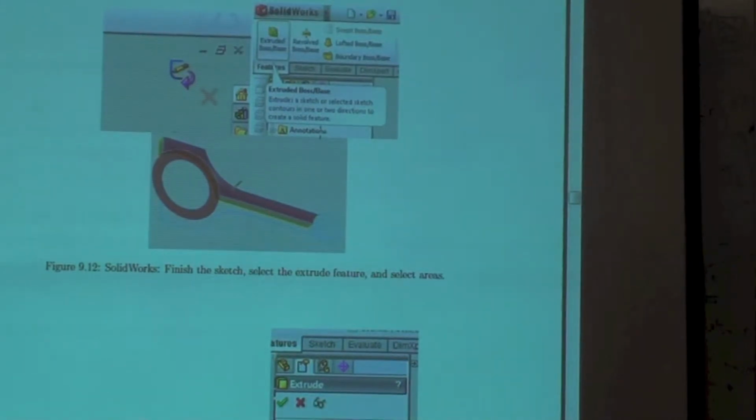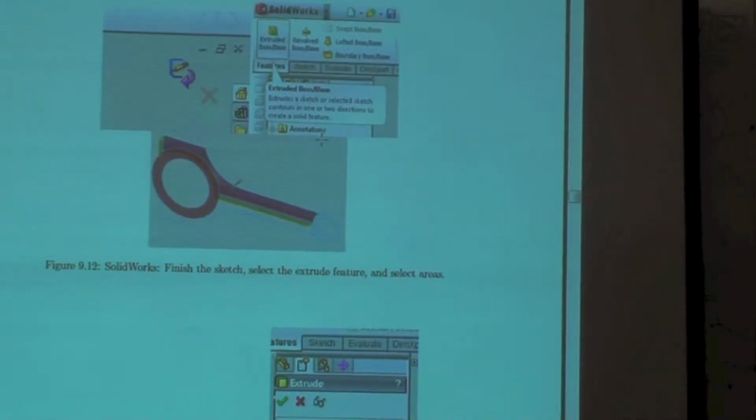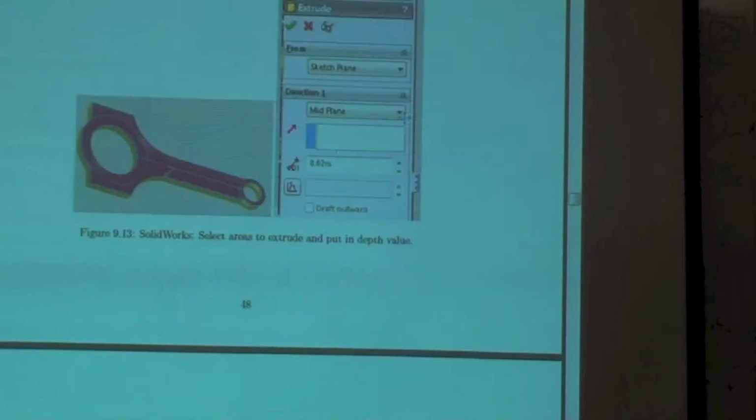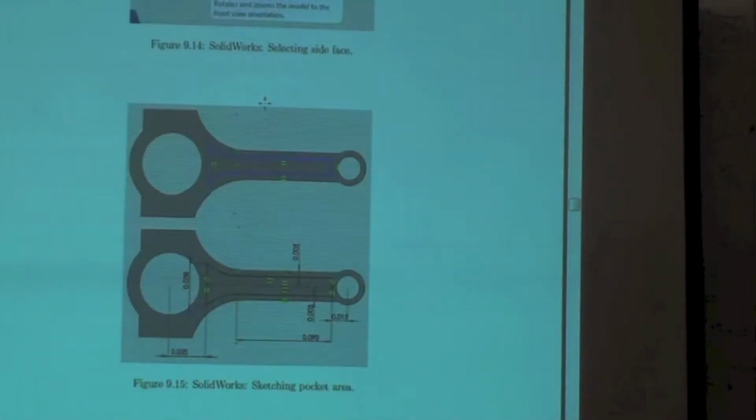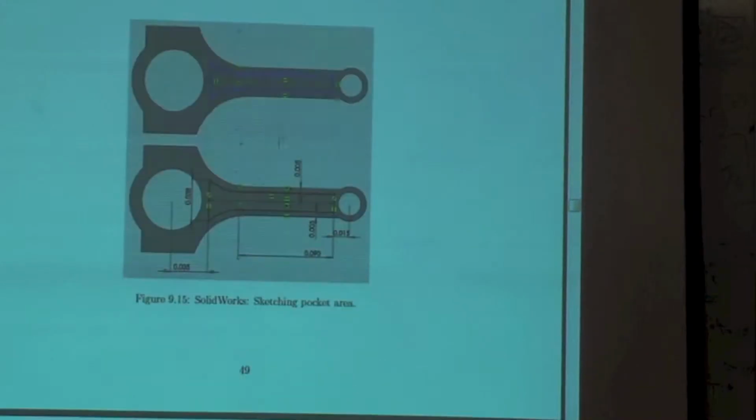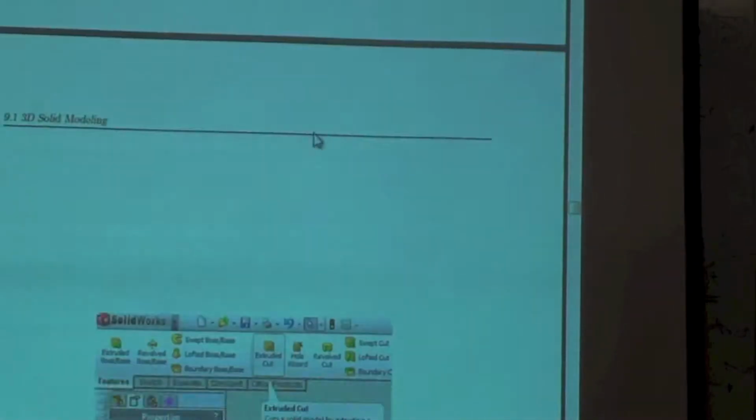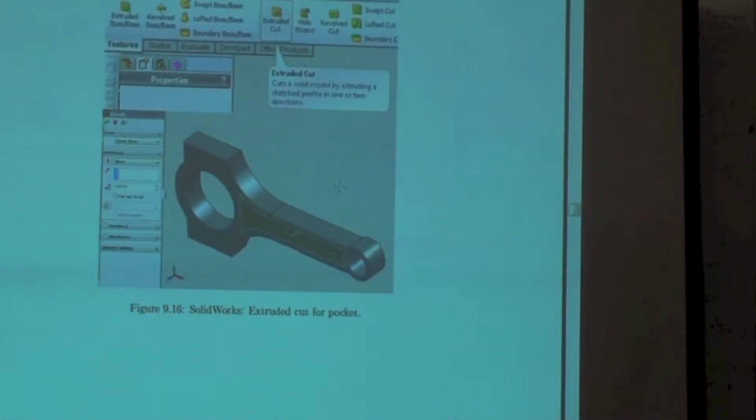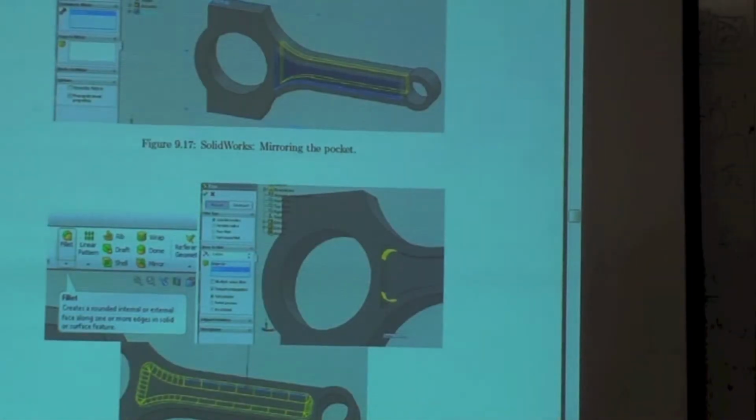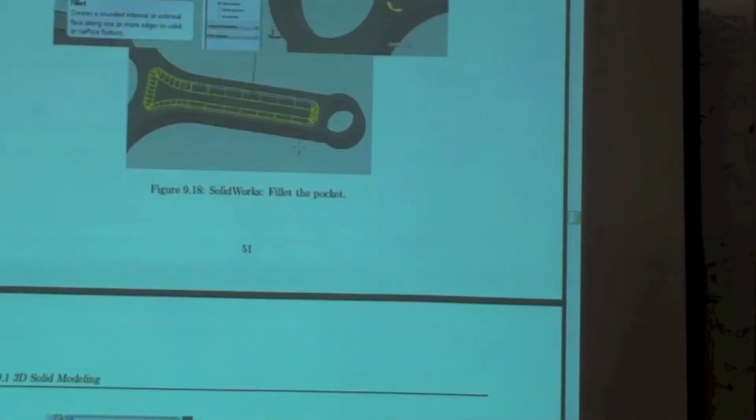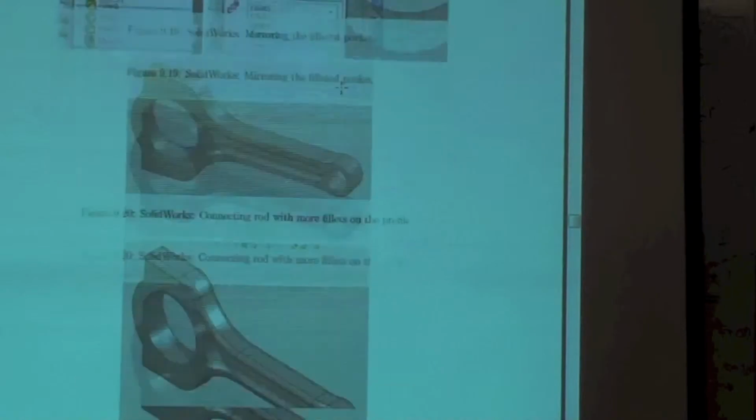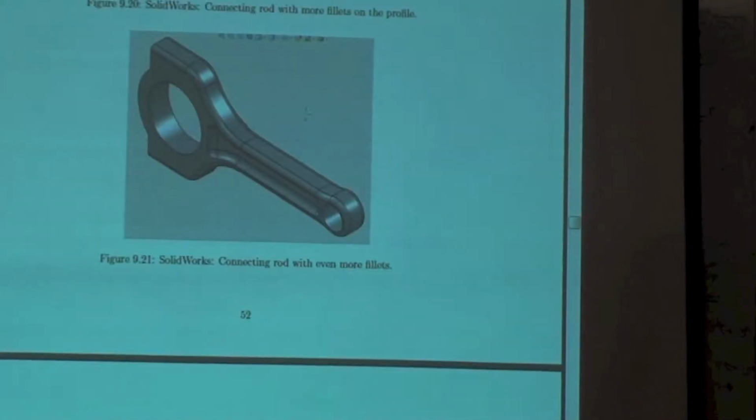So it goes through everything, what buttons you need to hit, extrude, whatever, put in the thickness, mid-plane, and then you can put pockets into it. So it tells you, just put a pocket like that, and then you can mirror the pocket to the other side like that, and then you can put fillets and fillet more. So you can get something like this as your end connecting rod, probably.